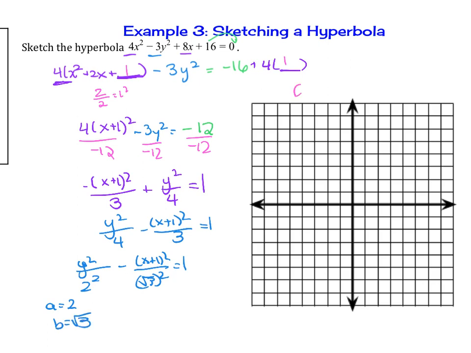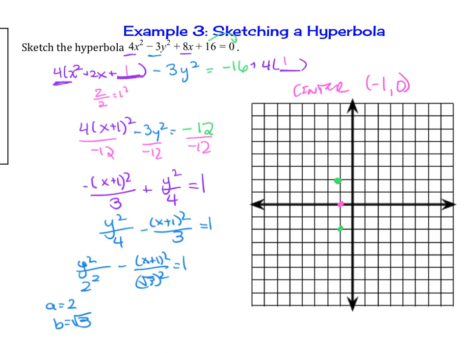Our center is at negative 1. So remember with the x's, right? This is our h here, and the k is here. So negative 1, comma, 0 is our center. So negative 1, 0 is here. We know a is 2, and then that is a vertical transverse axis. So a is 2 up here, 2 down here. B is square root of 3, so a little past 1.